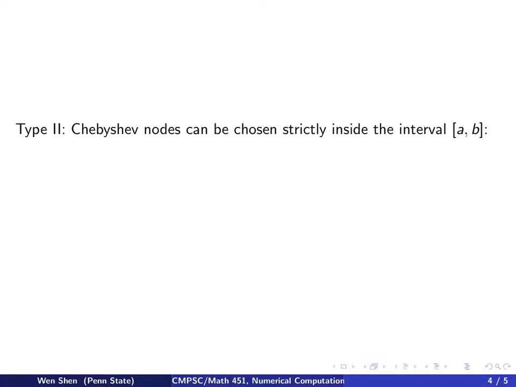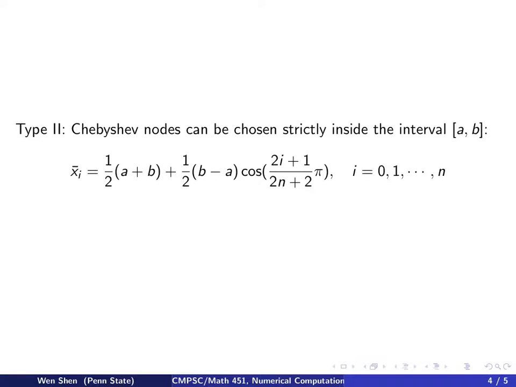There is a second type of Chebyshev nodes which does not include the endpoints a, b. So they are chosen strictly inside the interval. The expression for these nodes is given here, so that's again the shift to the midpoint of interval a, b, and that's a scaling factor, and it's this cosine function that distributes the xi's on this interval from a to b. The theoretical aspect of this type 2 Chebyshev nodes is very similar to type 1 Chebyshev nodes. It also equally distributes the errors.